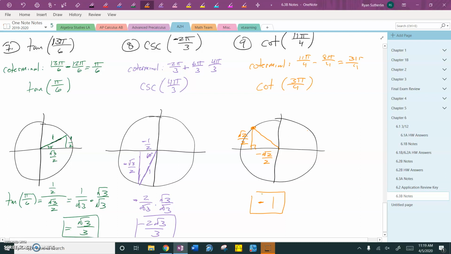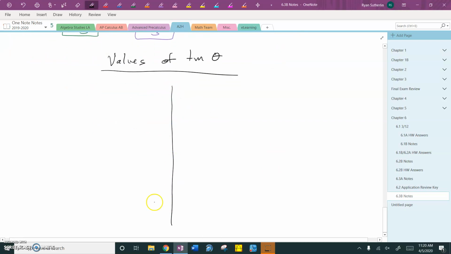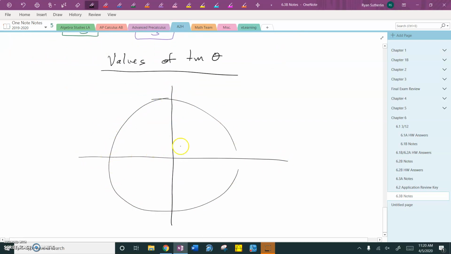Now the last thing I want to show you is the values of tangent. And this is a way so that you don't have to always do the calculation like I did in problem 7. If we think of tangent as being y over x, so right here, if I were to write the points, we have root 3 over 2, 1/2. Here we have root 2 over 2 for both, and 1/2, root 3 over 2. Now remember, tangent is the y value over the x value.